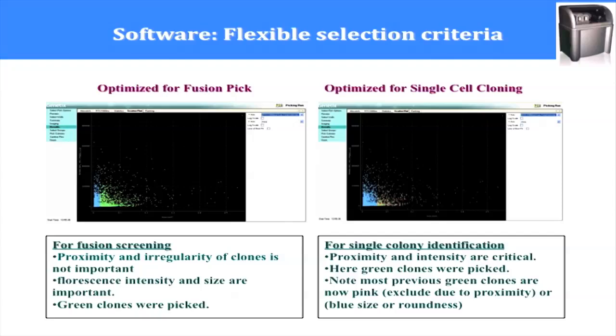So now you can see most of the green colonies from before are pink already. I don't know if you can see it clearly, but most of them are pink because of proximity, and it will only pick the green ones up here, which match the criteria of proximity.